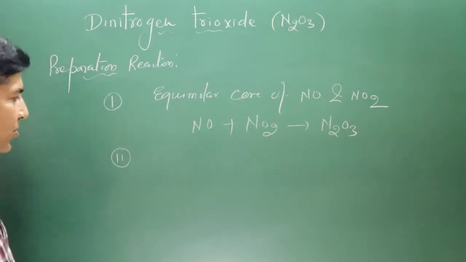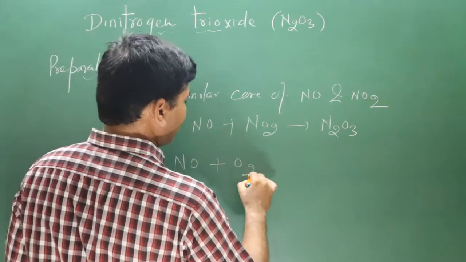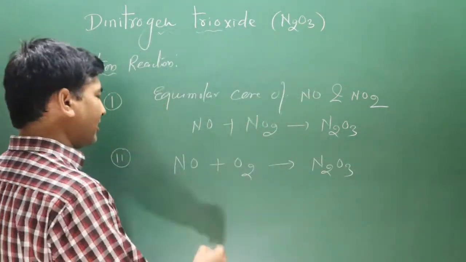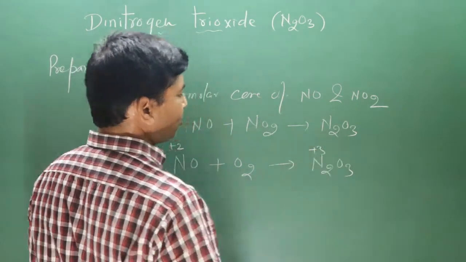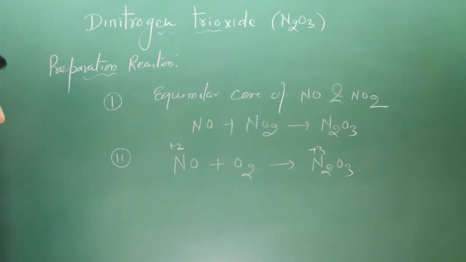In the second preparation reaction, nitric oxide is oxidized by oxygen gas to produce dinitrogen trioxide. You can see nitrogen is present in +2 oxidation state. In this case, it is present in +3 oxidation state. Oxidation reaction is taking place. Now we can balance this equation.